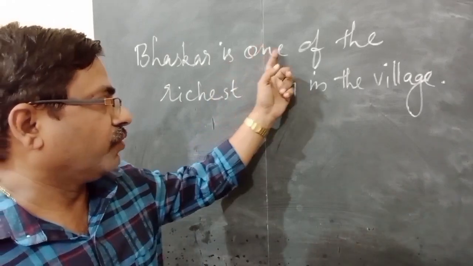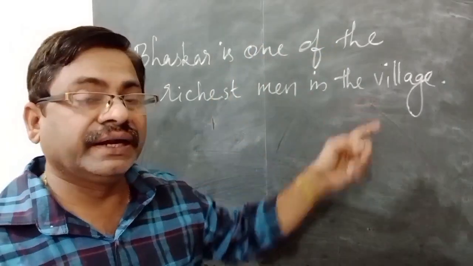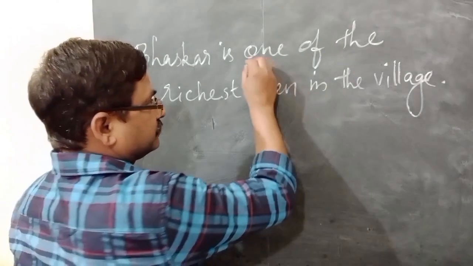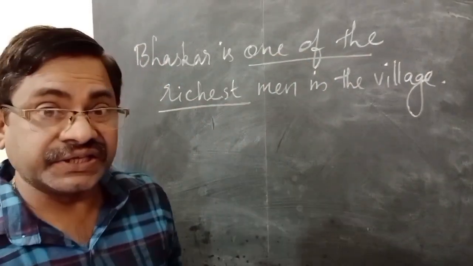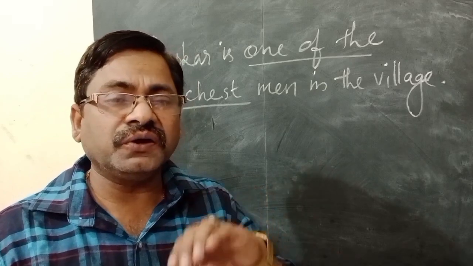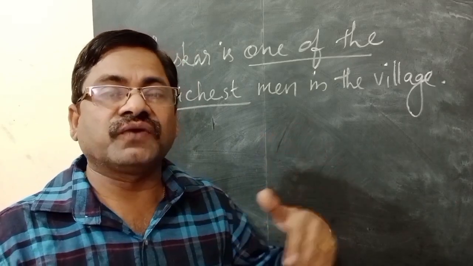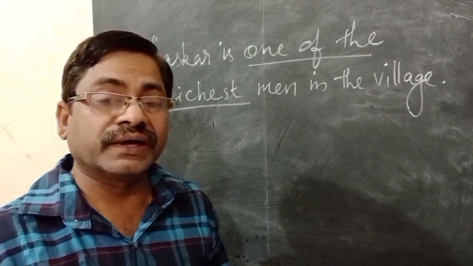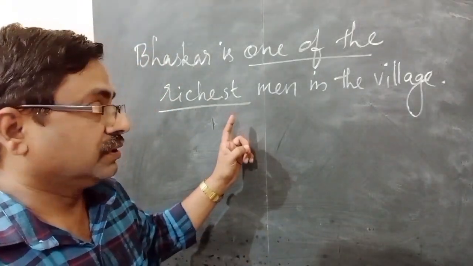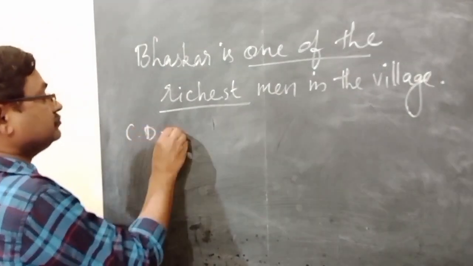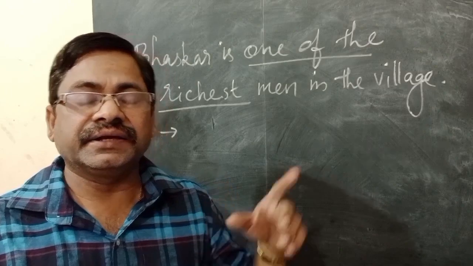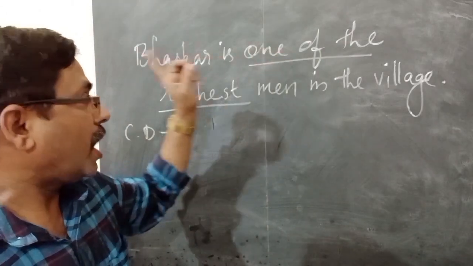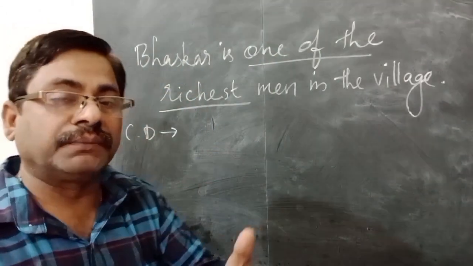Bhaskar is one of the richest men in the village. Before writing the answer, we have to underline one of the richest, so that we should not use this phrase while writing the answer. You should be very careful about this matter. Comparative degree. You have to start the comparative degree with the subject and verb respectively, like the superlative degree. So this is superlative degree. How it is started? Like that we have to write the comparative form.